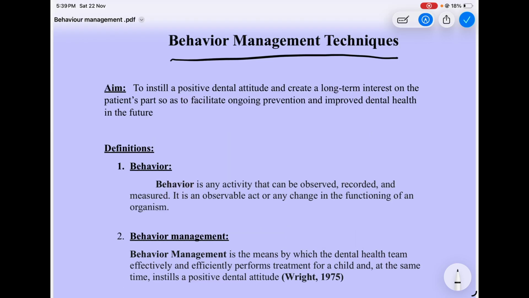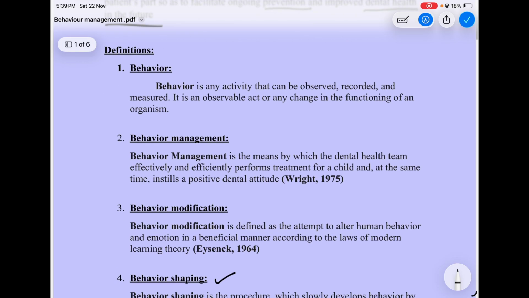So for those who exhibit considerable anxiety or problematic behavior, child behavior management is there, which requires skills in expressive communication, empathetic listening, and coaching. So, the aim of behavior management is to instill a positive dental attitude and create a long term interest on the patient's part, so as to facilitate ongoing prevention and improved dental health in the future. So, starting with the definitions.